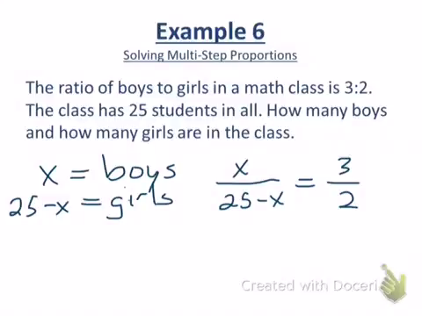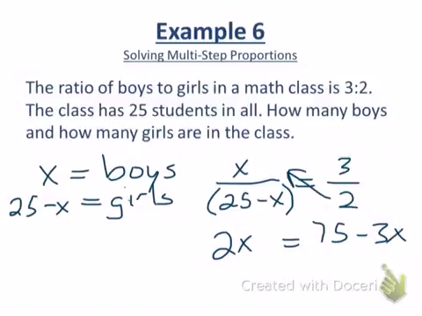Cross multiply, and we get 2x equals, remember, parentheses here, 75 minus 3x. And we get that by doing cross products.